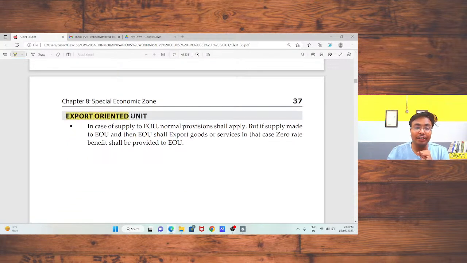Now, export oriented unit. In case of supply to an EOU, that is an export oriented unit. Sir, what do you mean by export oriented unit? All those units which are doing the business of export of goods or services, the notified goods or services, those units should be treated as export oriented units. Normal provisions shall apply, but if supply is made to an EOU, and the EOU exports goods or services, in that case, zero rated benefit will be provided to the EOU.